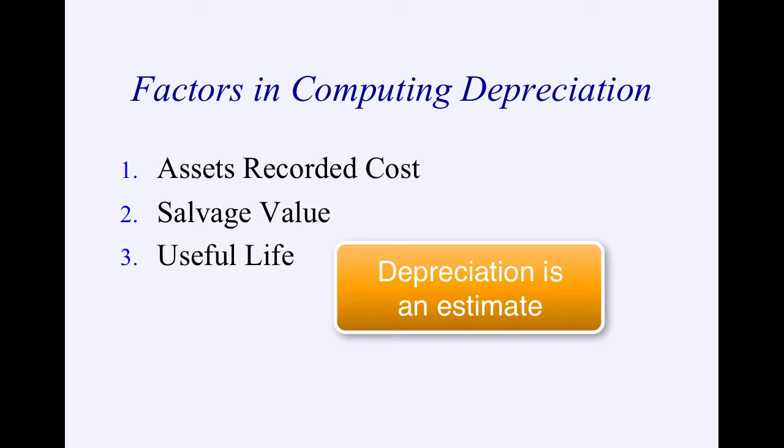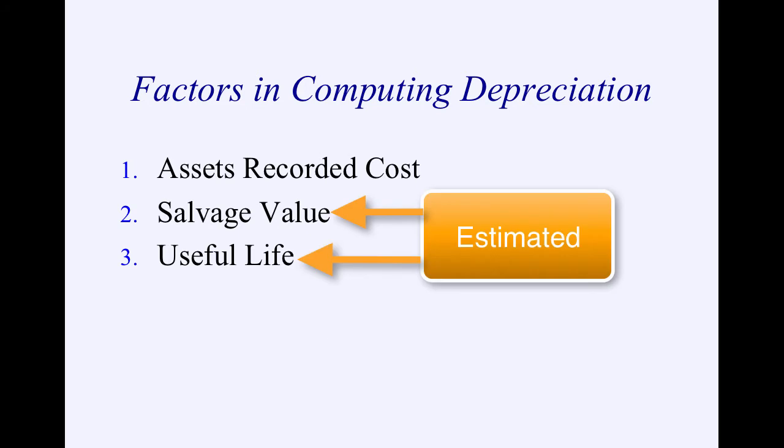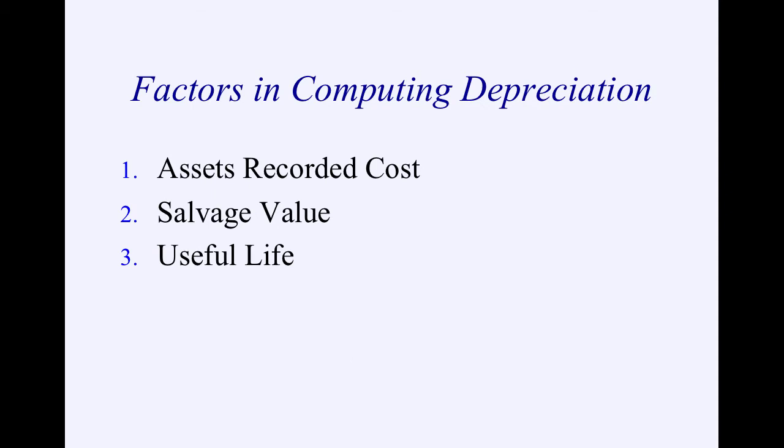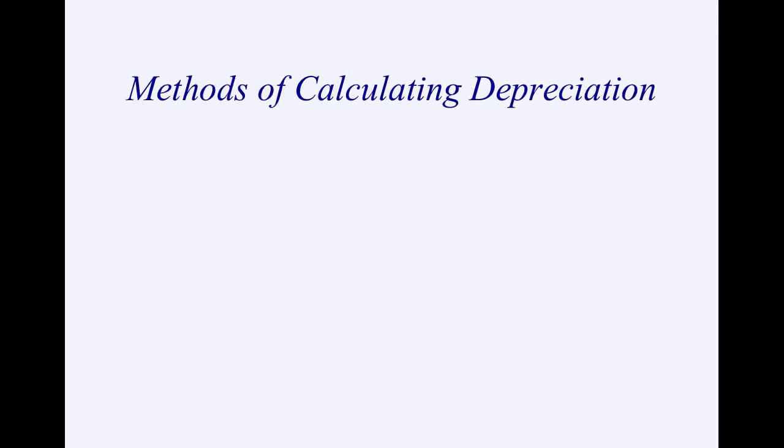Depreciation is an estimate. The only thing that we know for sure is the asset's recorded cost. Salvage value and useful life are both estimated in calculating depreciation. In accounting, we want to match the expense of using the asset with the time periods that it benefits. As a result, our best guess is an estimate.